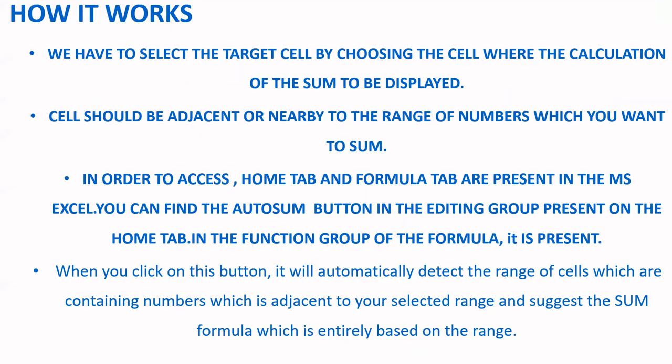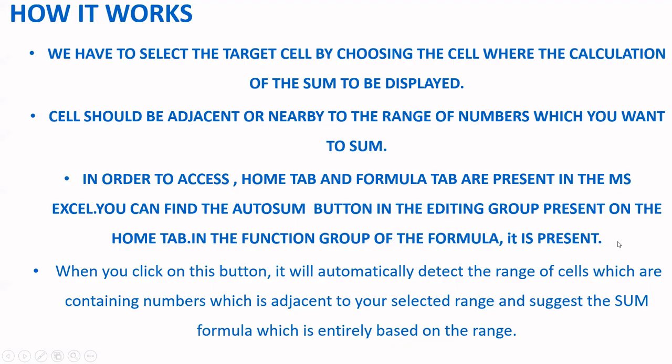So how does it work? We have to select a target cell by choosing the cell where the sum should be displayed. The cell should be adjacent or nearby to the range of numbers which you want to sum. In MS Excel, you can find the AutoSum button in the Editing group on the Home tab, and in the Function Library group of the Formulas tab.